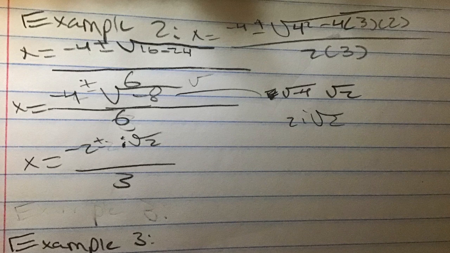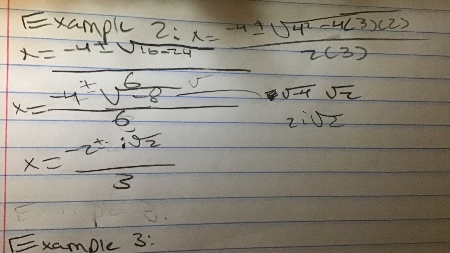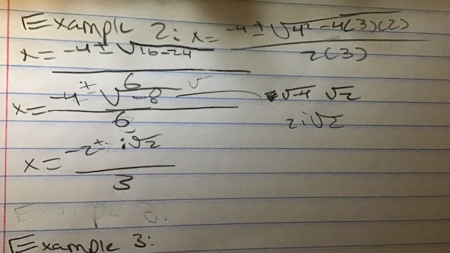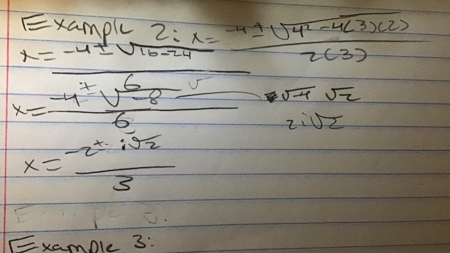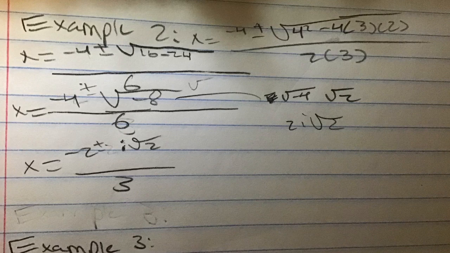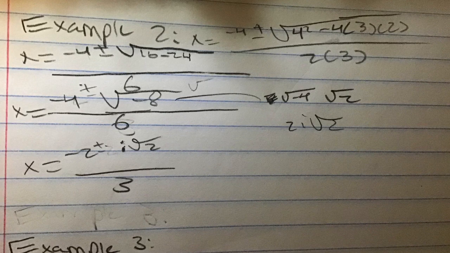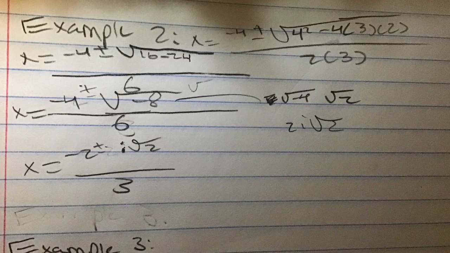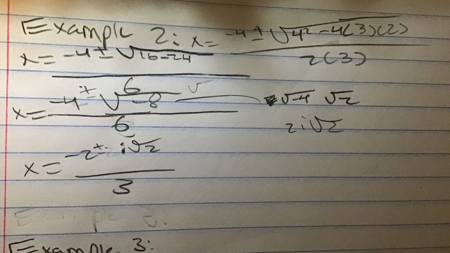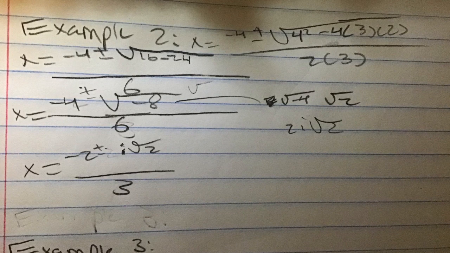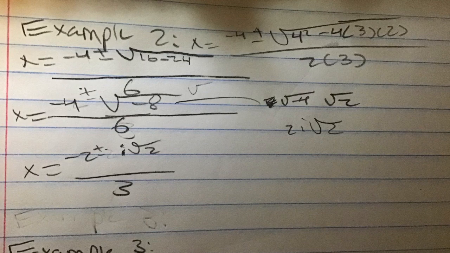Now, to solve this, we just have to do all of the different steps. So first, we keep the negative 4, plus or minus the square root. 4 squared is 16 minus 4 times 3 is 12, and 12 times 2 is 24. So minus 24, all over 2 times 3, which is 6.